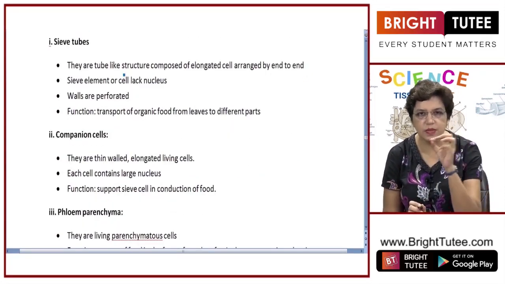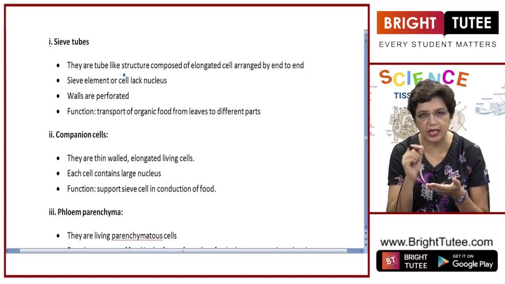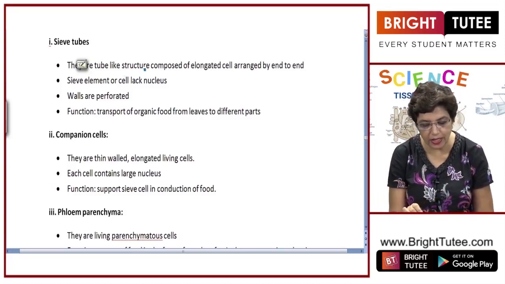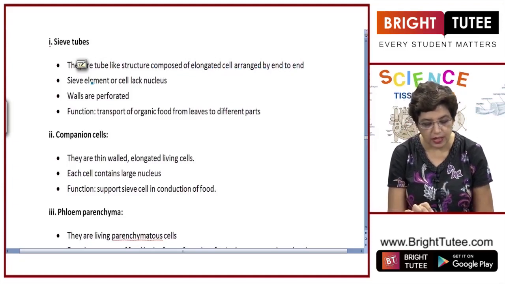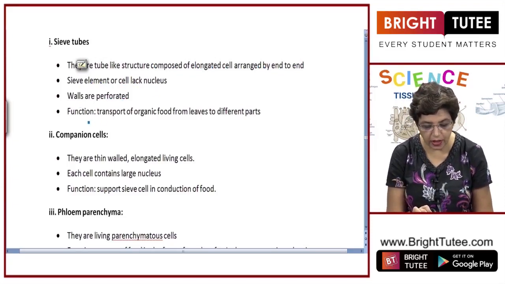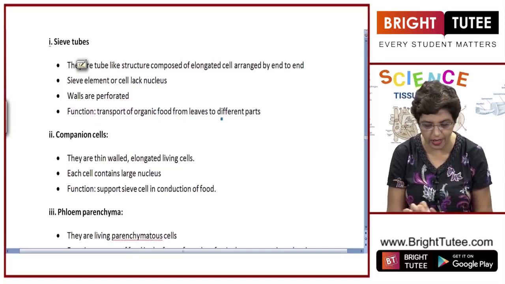Sieve, as the name suggests, they have perforated walls. Perforation means tiny pores, tiny holes, which help in conduction of food. They are tube-like structures composed of elongated cells arranged end to end. The sieve elements or the cells lack nucleus. Cells are perforated. The function is transportation of organic food from leaves to different parts.